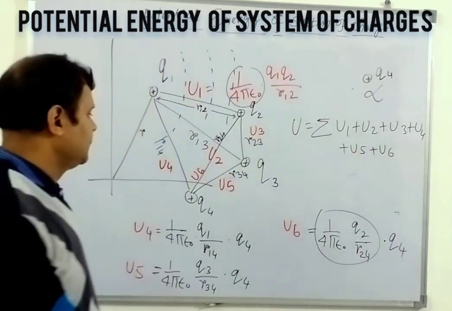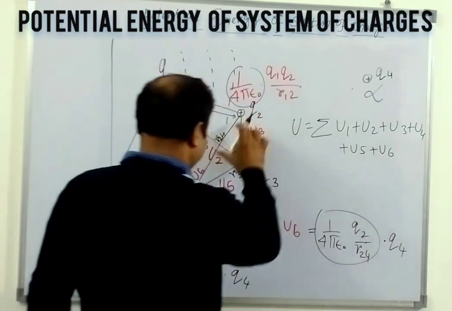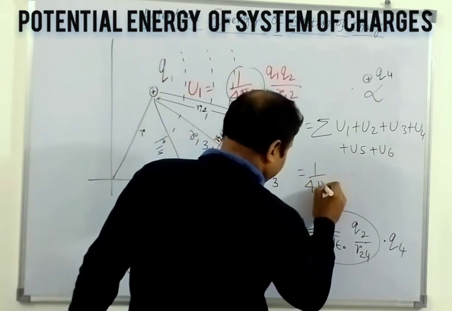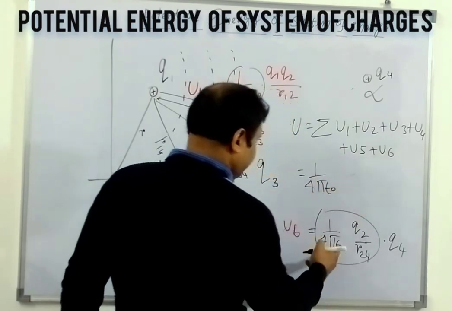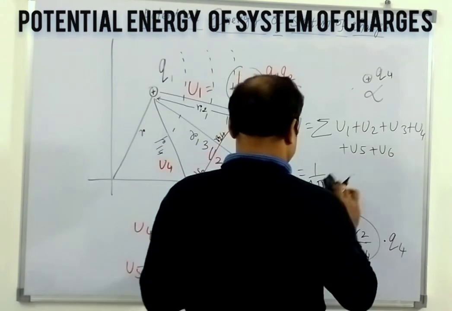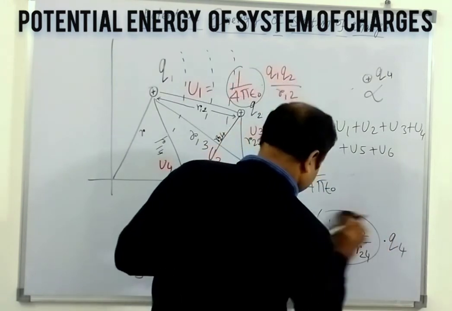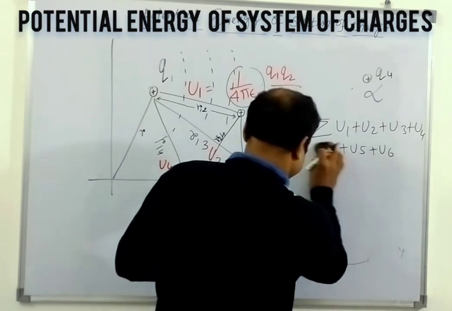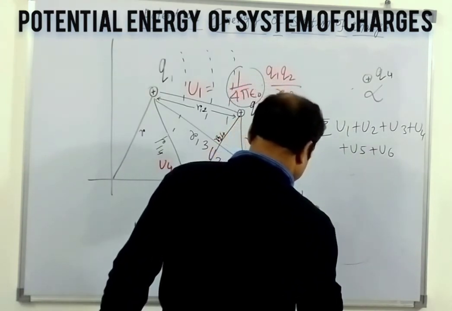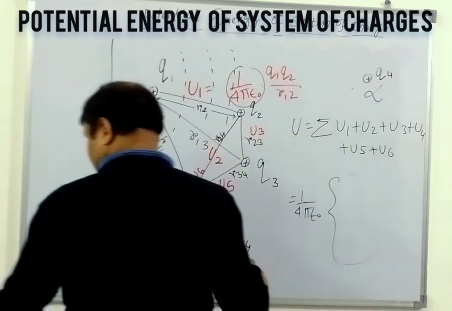And how much is this? You get a relation over here. The factor 1 by 4 pi epsilon naught is common everywhere, okay? And the other terms will be added. So we can write it like this: 1 by 4 pi epsilon naught we will take common. Then this is what we actually get.